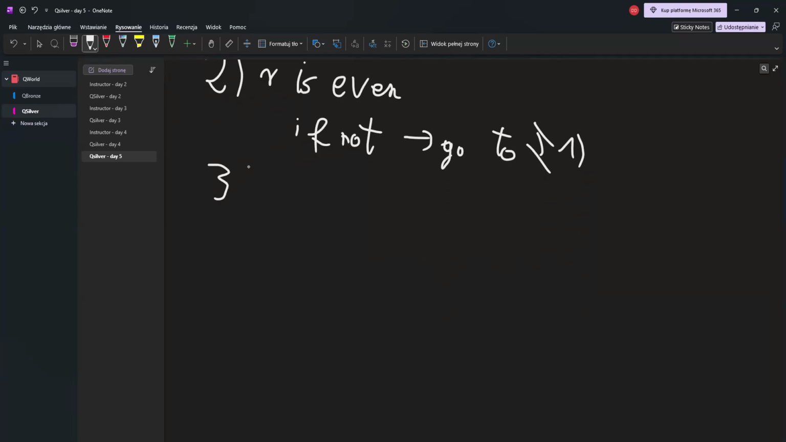And calculate such a number: A to the power of R divided by 2, and then take the remainder of it. So if we divide by N, we can notate it as follows.